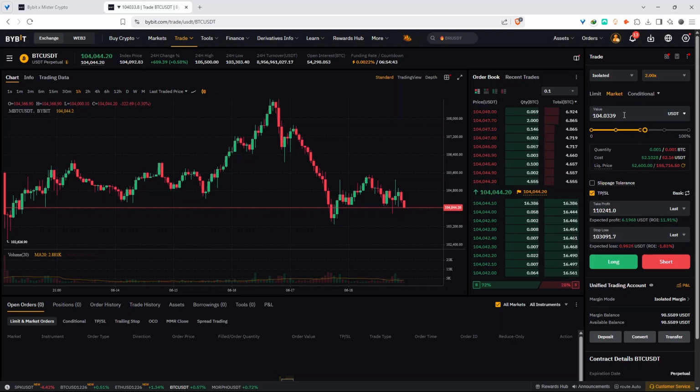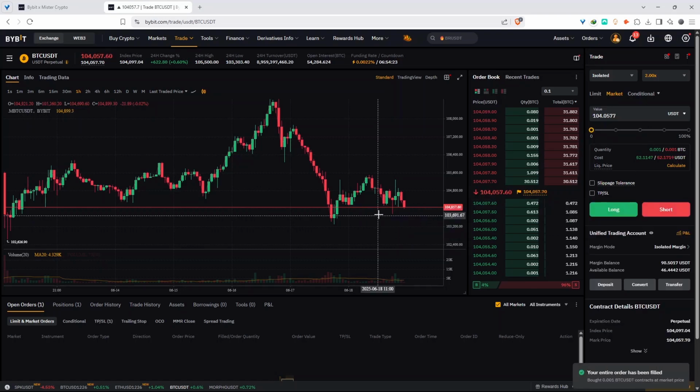Let's say you want to go long on BTC USDT with $50 and 2x leverage at the market price. So you'll enter the amount and set leverage to 2x. Then set your take profit and stop loss levels to manage risk, and then confirm your order.